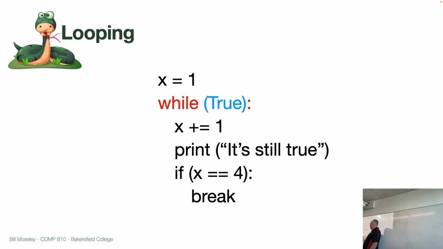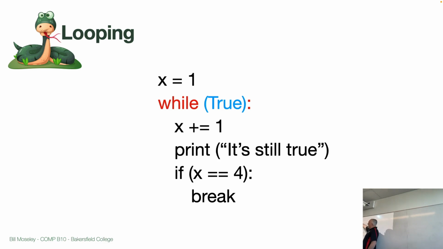So immediately I increment x plus equals 1. So right here, x becomes 2. It will print this, and then it will check, using an if statement, if x is equal to 4, then do something called break.